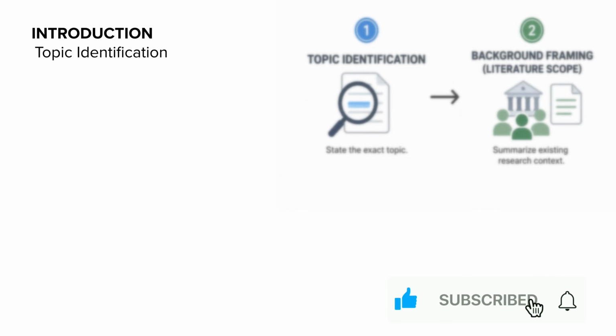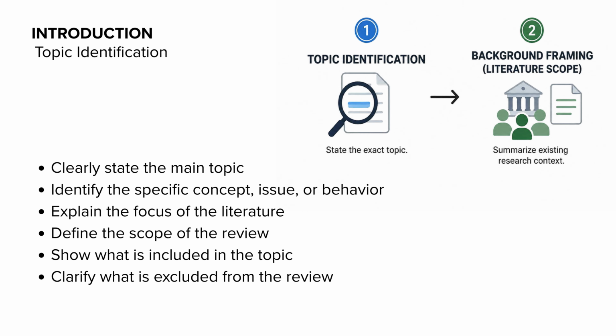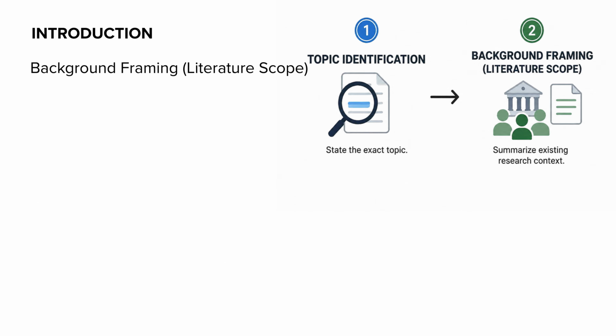So, first section is Introduction. Here we need to focus on topic identification. Start by clearly stating the exact topic you are working on. Mention what specific concept, issue, or behavior the literature is focused on. You define the boundaries of the topic so the reader understands what is included and what is not included in the review.